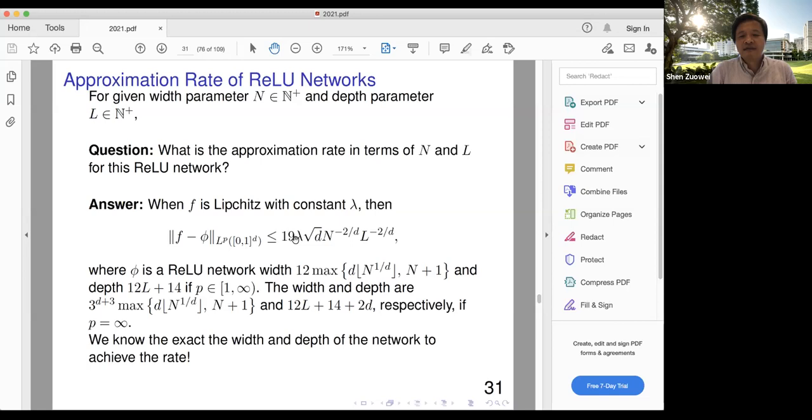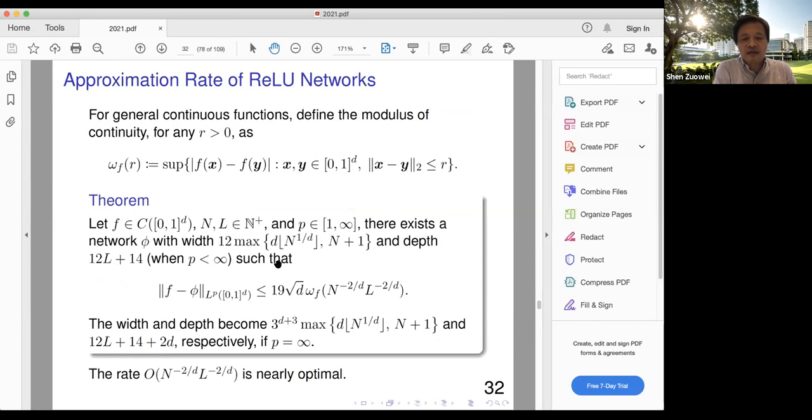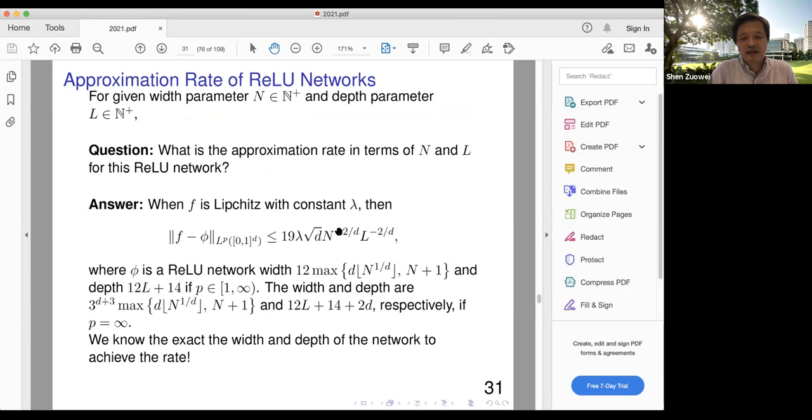The technical part is you have to know exactly the width, the depth and the exact rate. Of course, this is for Lipschitz. You can also do it for more general functions like continuous functions, but for a continuous function you have to know the concept of the modulus of continuity. You can characterize the approximation by the modulus of continuity. For the Lipschitz case, your modulus of continuity is basically bounded by this number.